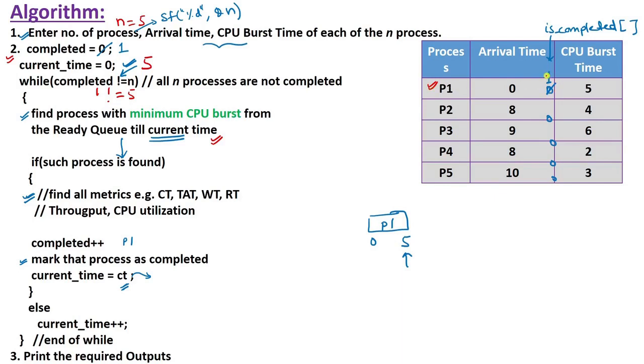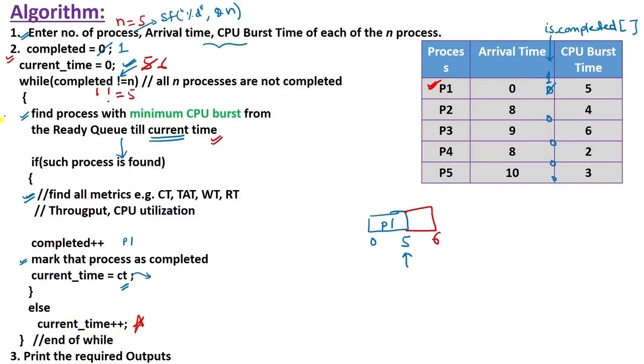So is completed will be telling me it is 1. It means it has been processed already, do not take it. So till 5 there is no process, so my CPU will be idle. Till 6 seconds my CPU will be idle. How? Here there is no such process found, so I will come to else and say current time plus plus, that is 6. So I am increasing the current time by the step of 1 only when there is no process inside the ready queue. That is important.